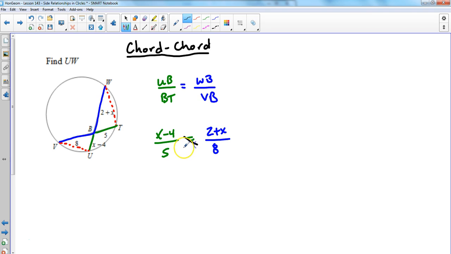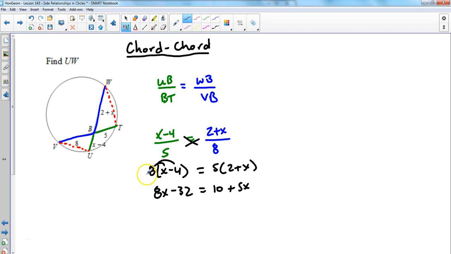So to go through and solve, this is a proportion, so we cross multiply. Make sure you use parentheses, guys, because this needs to be distributed. So 8 times x minus 4 is going to be equal to 5 times 2 plus x. Distribute, and we get 8x minus 32 is equal to 10 plus 5x. Combine your like terms, so we're going to move the 5x over here, combine that with the 8x. We end up with 3x. We're going to add 32 to both sides, so that's equal to 42, and x is equal to 14.